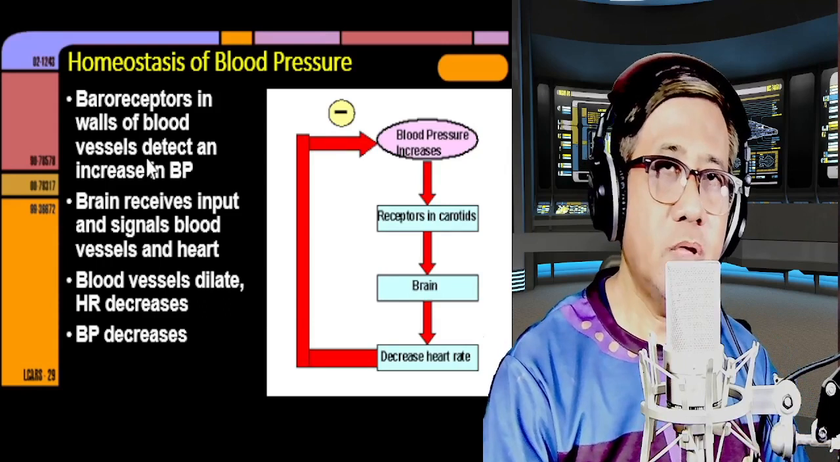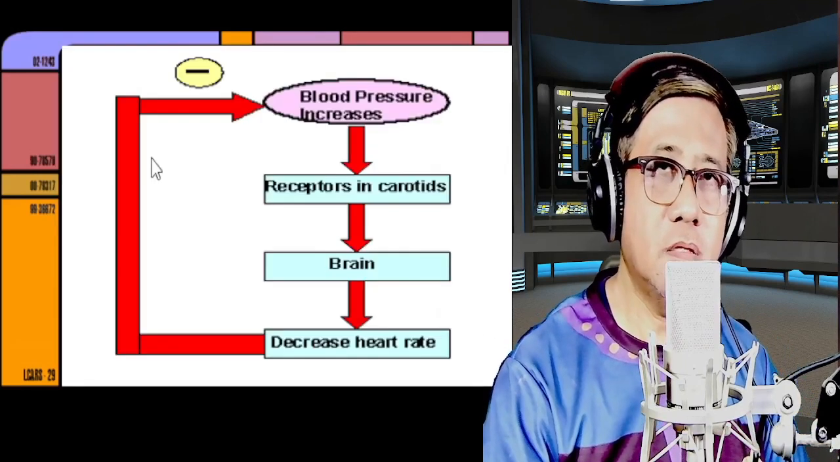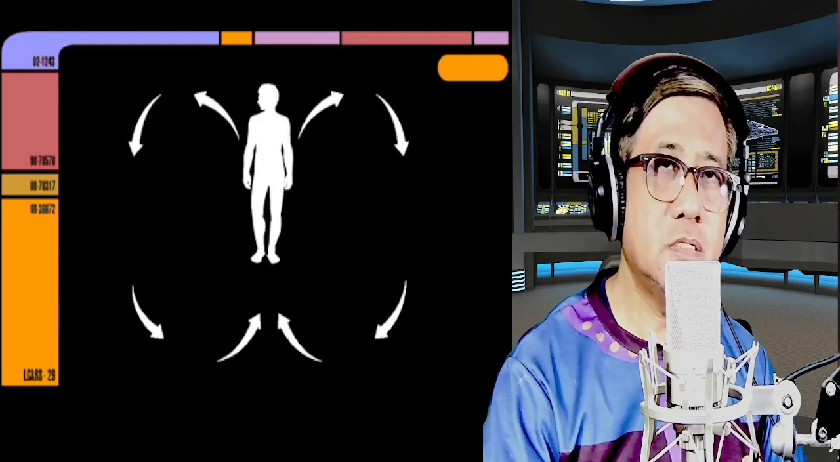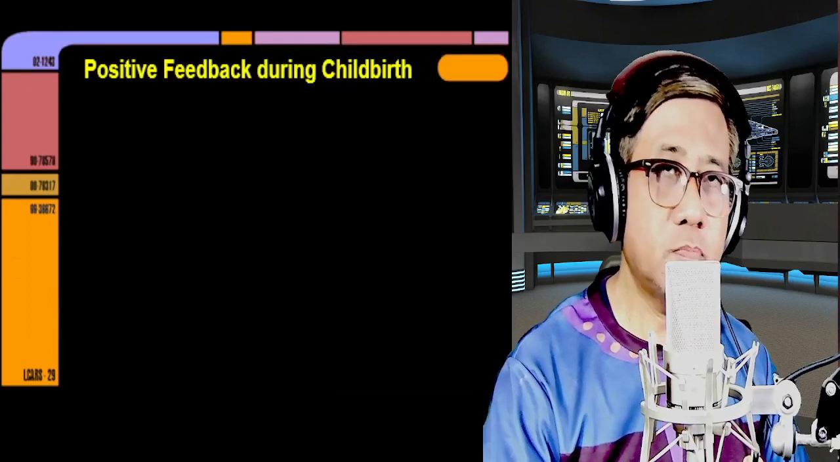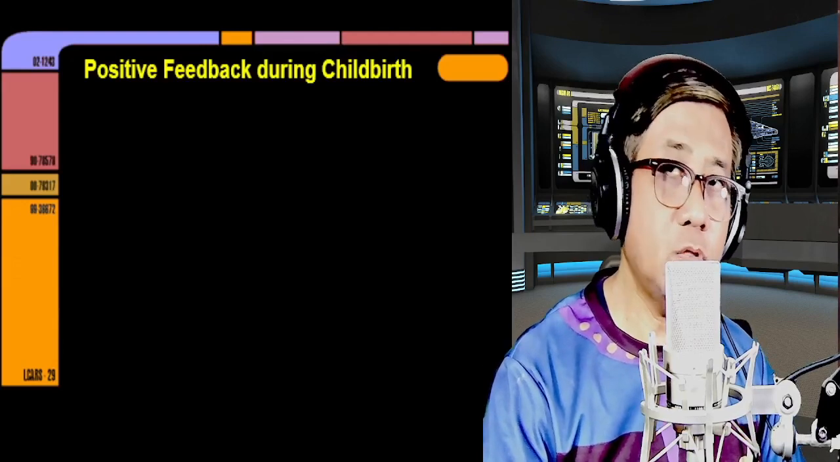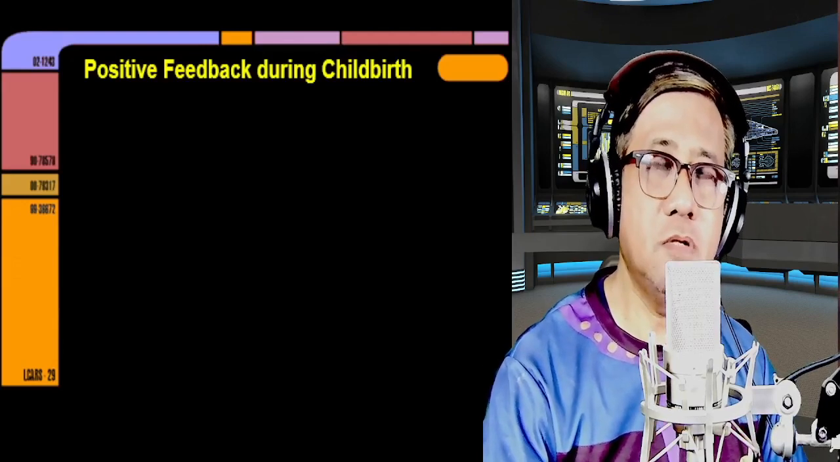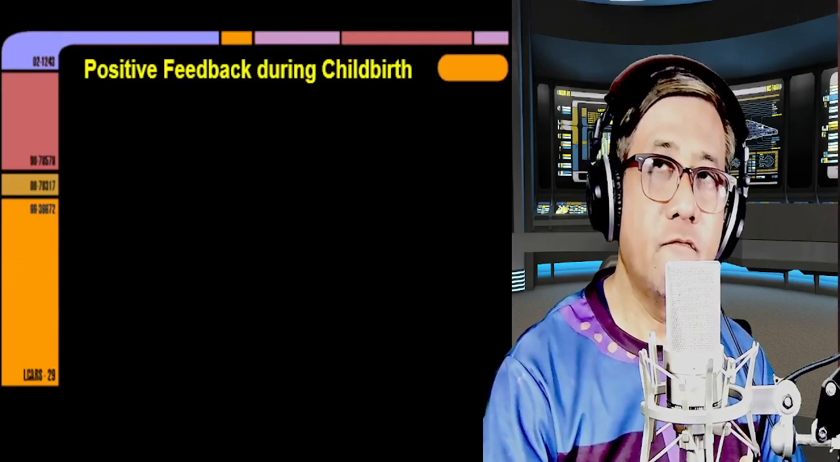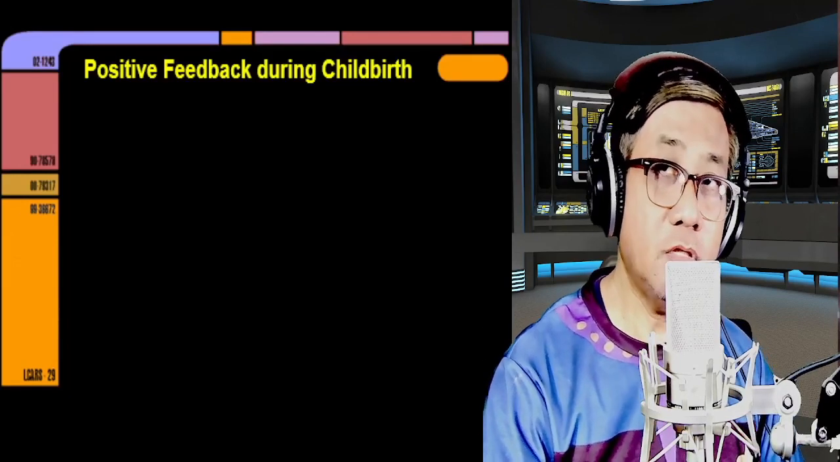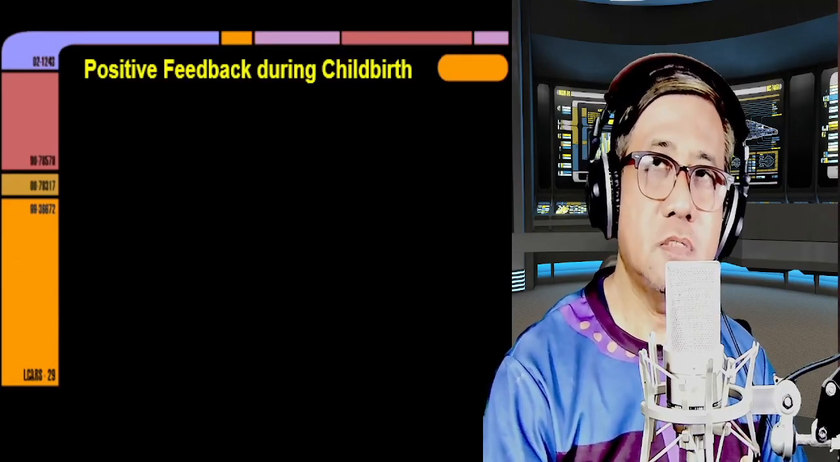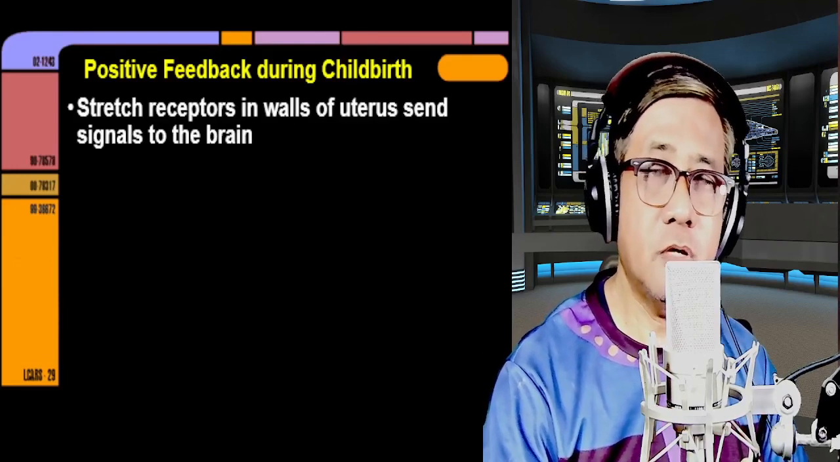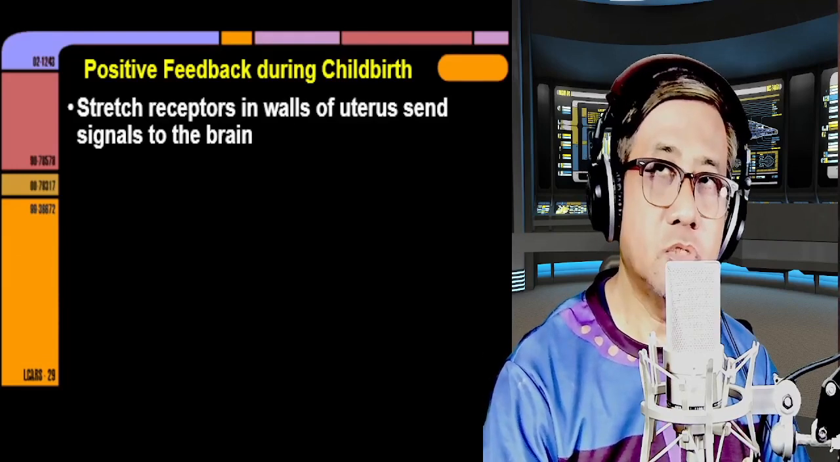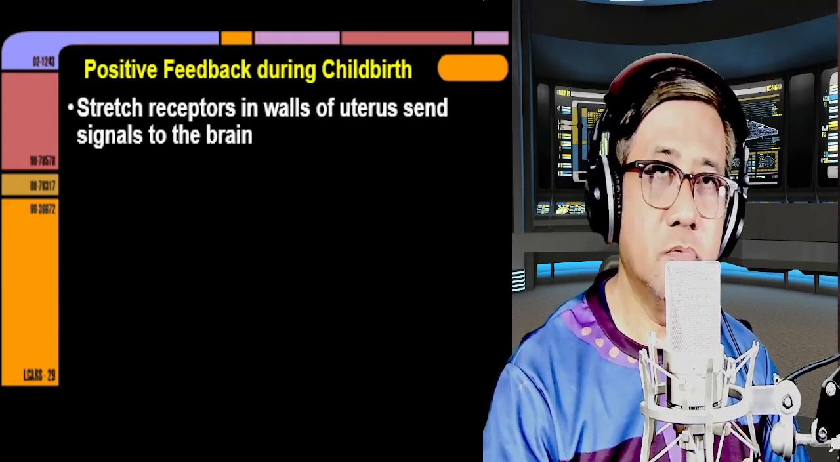So class, I hope everything is clear about negative feedback mechanisms. So let us now proceed to positive feedback mechanism. Now when we speak of positive feedback, take note, the original stimulus is further intensified. Ulitin ko. The original stimulus is further intensified. And the best example of that would be the contraction of the uterus during childbirth.